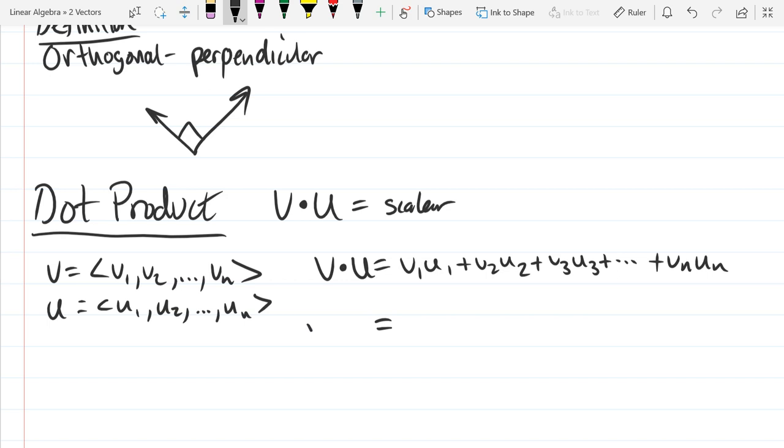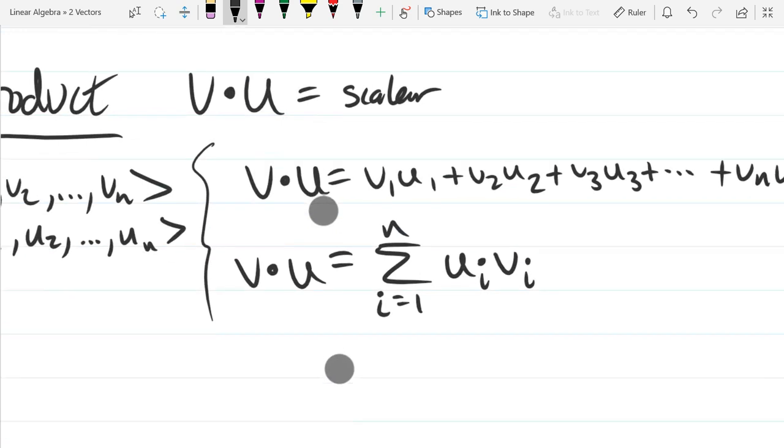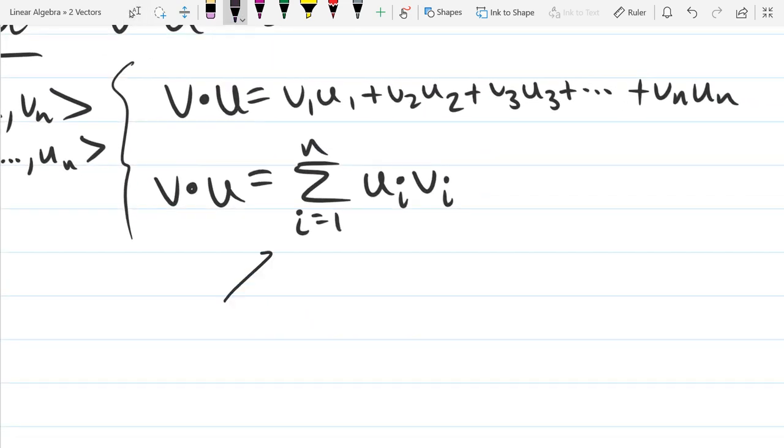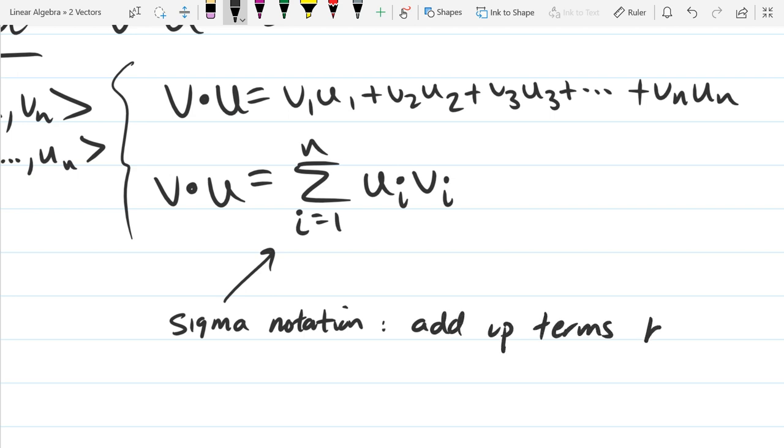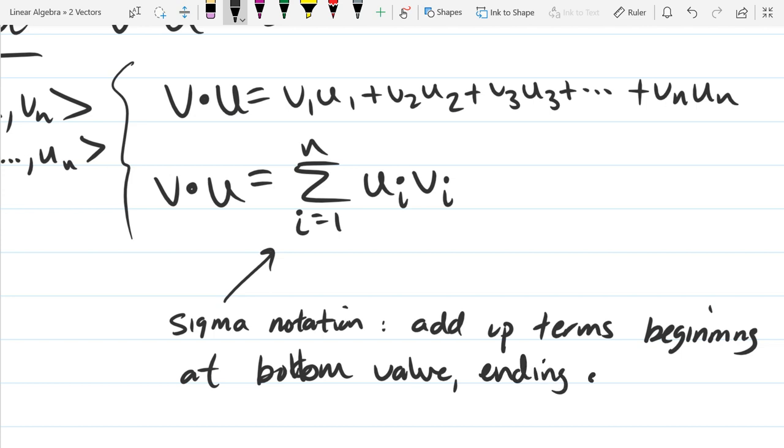So it's a really good time to introduce some way better notation. This is called sigma notation. It just means the sum. And you have the start and the end values already written here. So this right here is what we call sigma. Sigma notation means add up terms, beginning at the bottom value, ending at the top value, and incrementing by one.